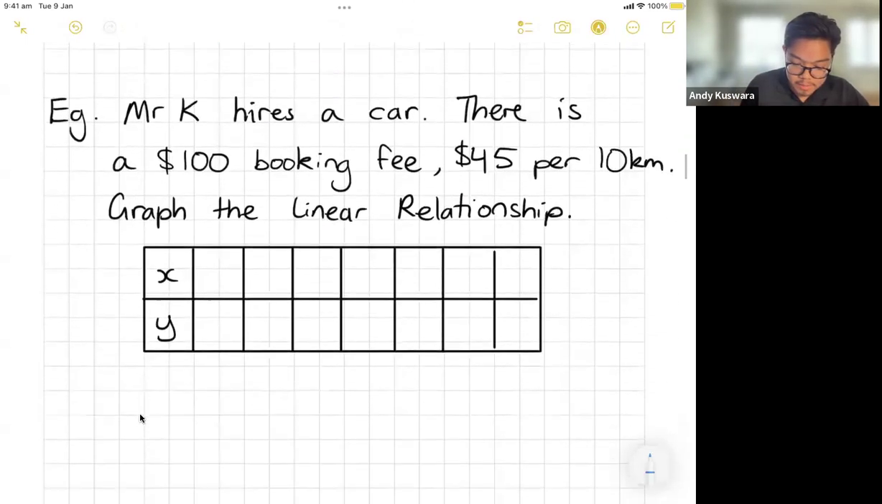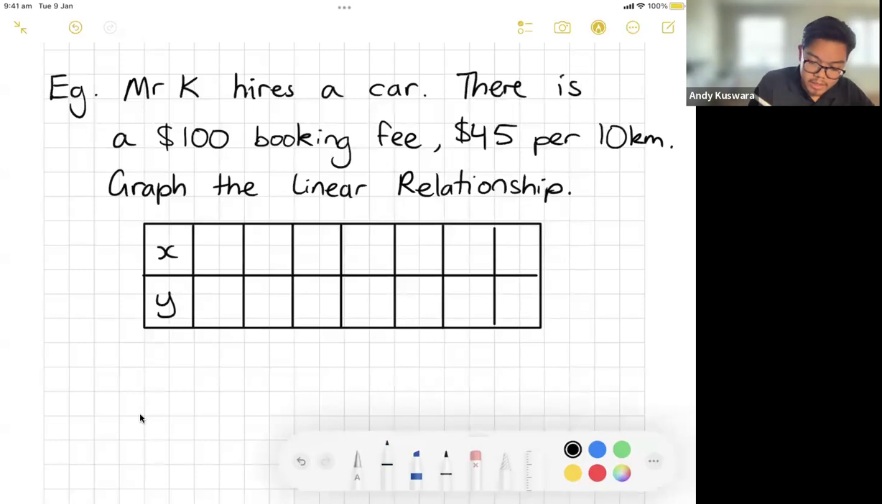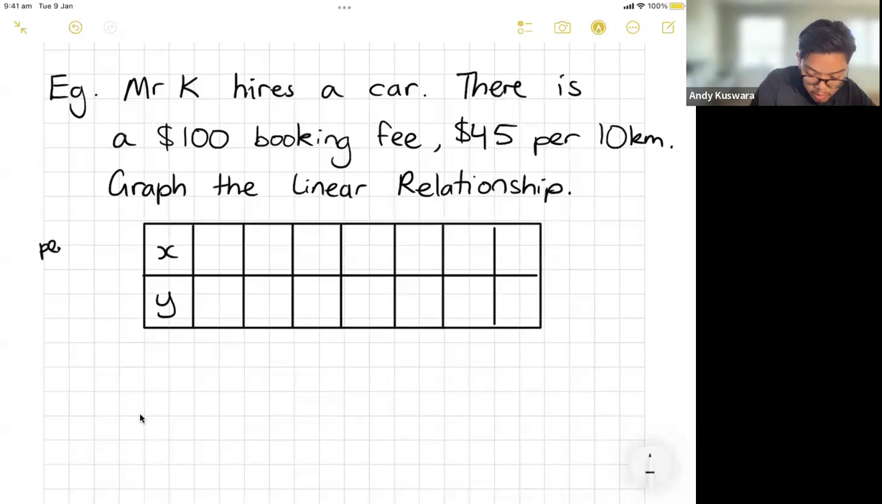Now, here's another example. I don't think I need to go through another one. I'll start it off, but then I'll get you guys to sketch. So Mr. K hires a car. There's a $100 booking fee, and there's $45 per 10 kilometers. I want to graph the linear relationship. Again, I can see that the thing that I change is the per 10 kilometers, in other words, my distance. And then my Y or my dependent is actually my money, my cost.